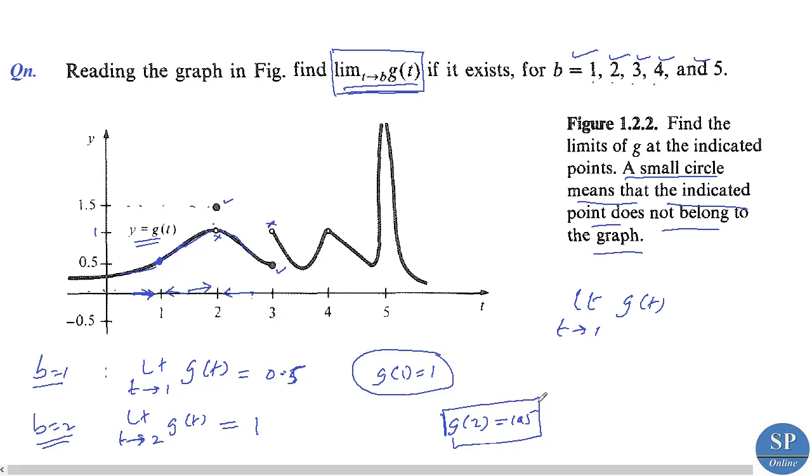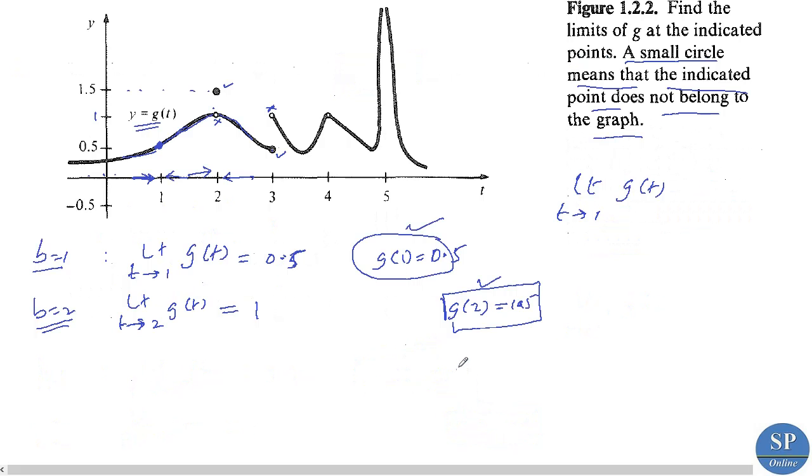the functional value, but in the first case the limit exists and it is equal to the functional value at that point. Okay, in the second case the limit exists but it is not equal to the functional value. Okay, now what about the third case?